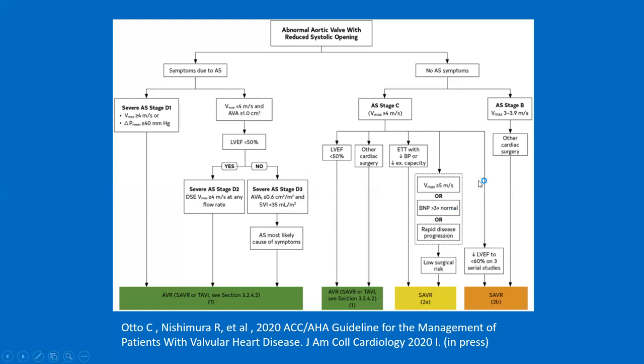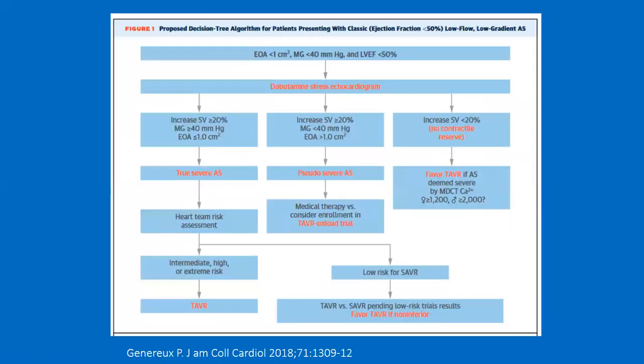And finally, in the patients who are asymptomatic with severe aortic stenosis and the left ventricular ejection fraction starts to drop less than 60% on 3 serial studies, surgical aortic valve replacement is recommended.